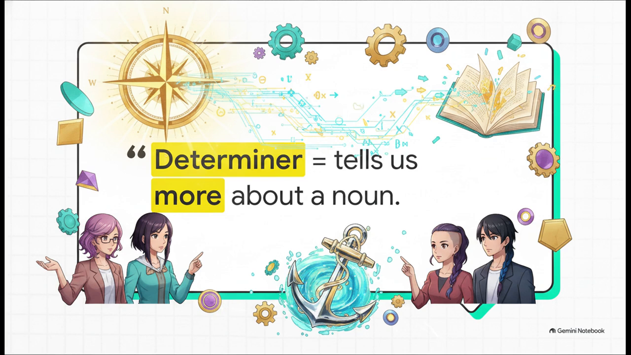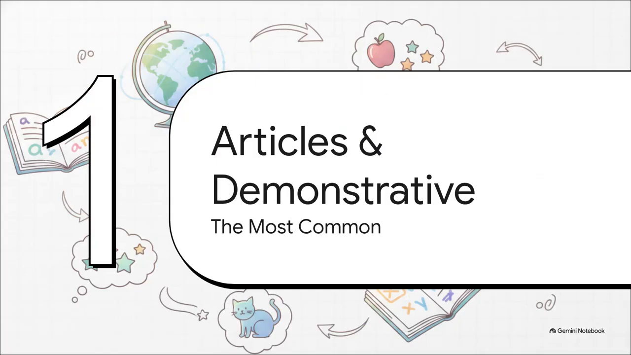If you remember literally just one thing from this first section, let it be this central mantra. A determiner tells us more about a noun. That's it. It's the anchor for everything else we're going to cover today. Moving right along to Section 2, Articles and Demonstratives.